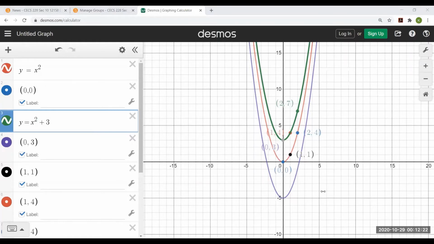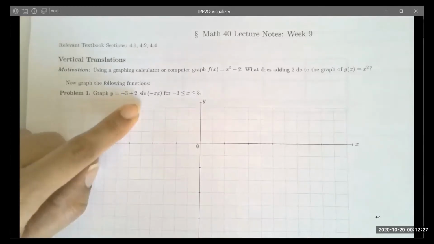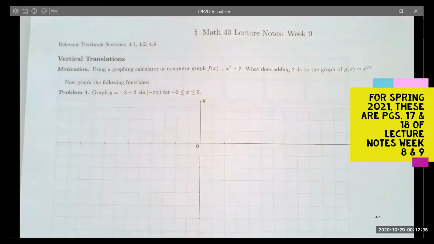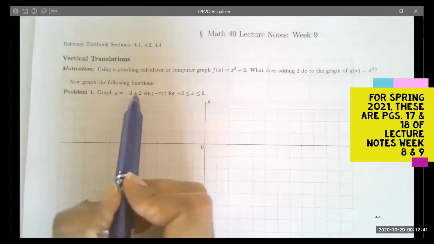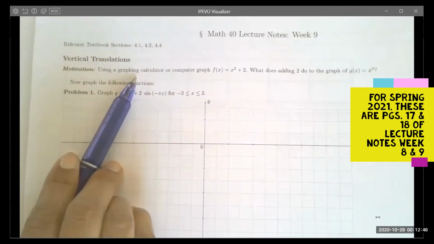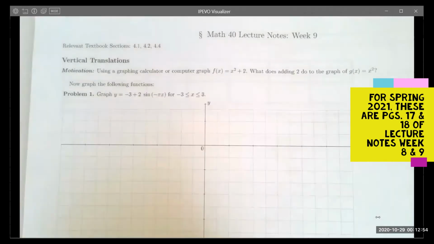Let me come back to DocCam. Here we have the graph y equals -3 plus 2 times sine of negative pi x over the interval -3 to +3. Now I want to go back to lecture notes week 8 because we graphed something very similar. We actually graphed y equals 2 sine of negative pi x. So I want us to compare the graph that we're going to get for this example versus the graph that we got on Monday.